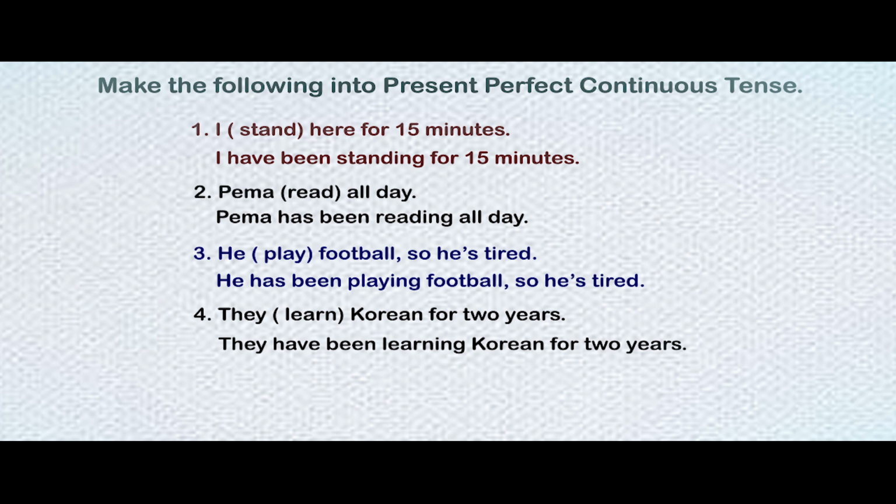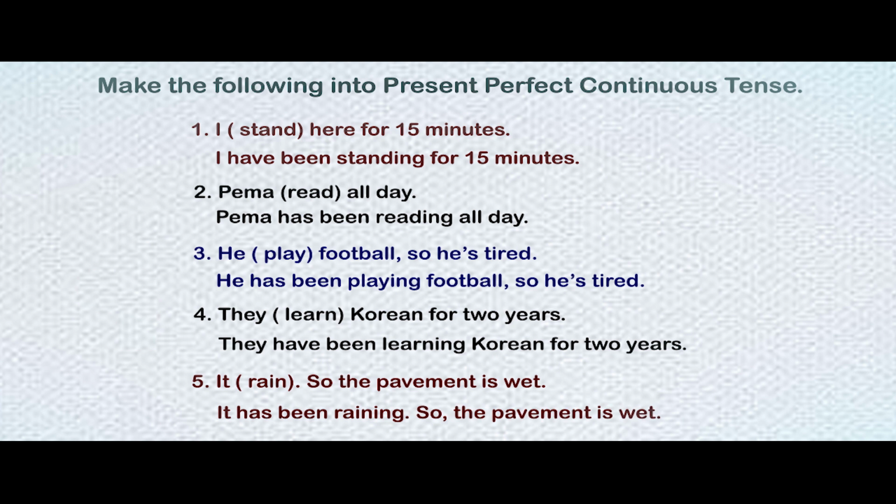And the final one: it rain, so the pavement is wet. It has been raining, so the pavement is wet. This is the correct form of present perfect continuous tense, because if you look at this sentence, you will see that we have the subject followed by has or have plus been plus the ing form of the verb. So this is the present perfect continuous tense.